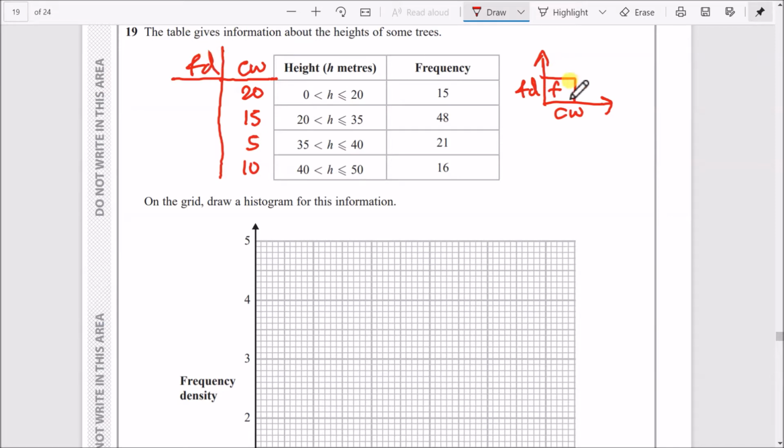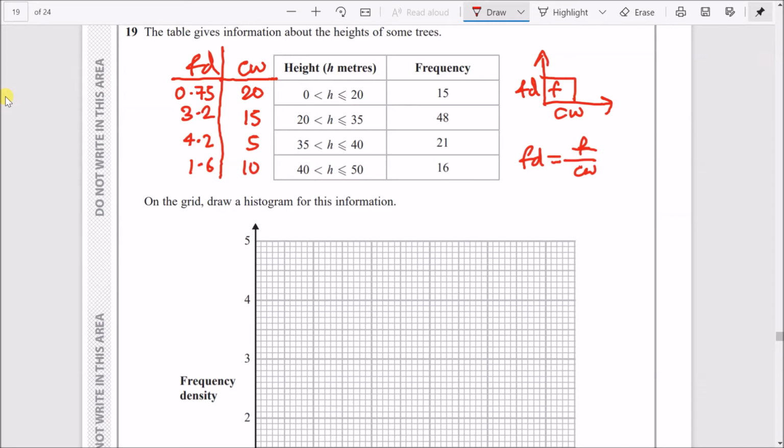Now to calculate frequency density, from this formula you can see that the frequency equals the class width times the frequency density. It's like base times height. This means that the frequency density itself is always equal to the frequency divided by the class width. So let's have a look. For the first one, we have 15 over 20, which is 0.75. 48 over 15, just put that in the calculator, and you should get 3.2. Next one, 21 divided by 5 is 4.2, and the last one, guys, 16 over 10 is 1.6.